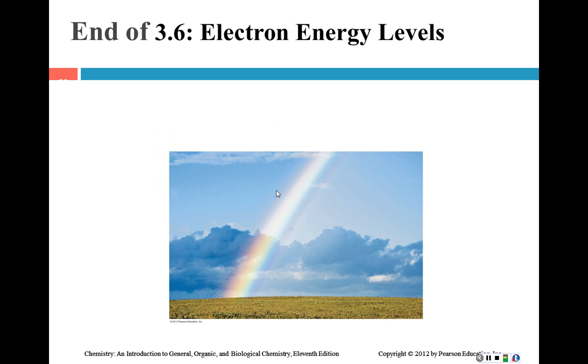So that's the end of electron energy levels. That wasn't so bad, was it? The only thing we saw math-wise was 2n squared, where n is what? The period number or the energy level. Same thing.